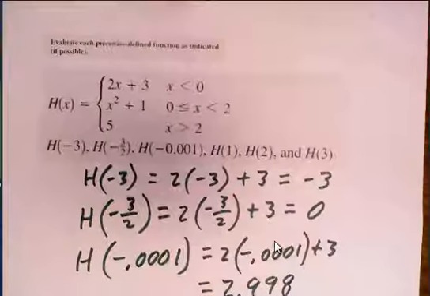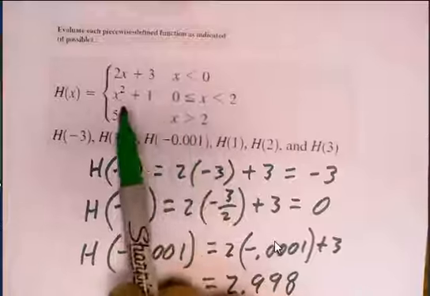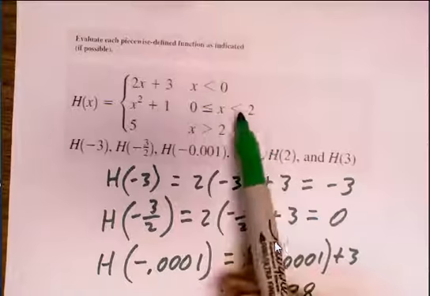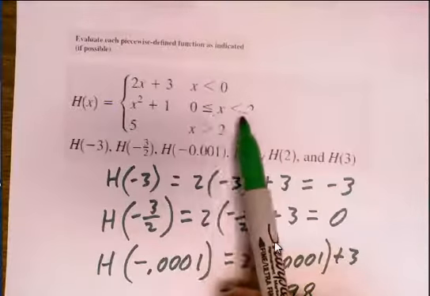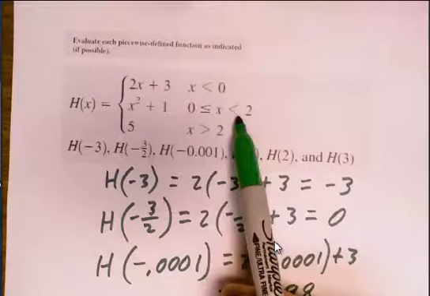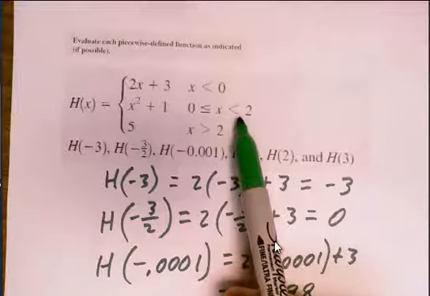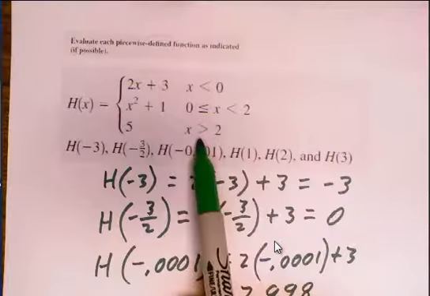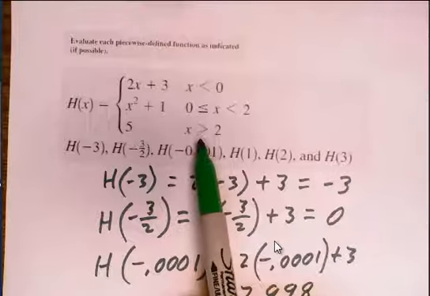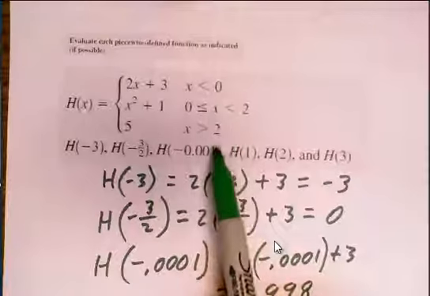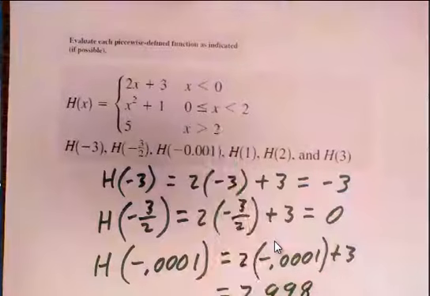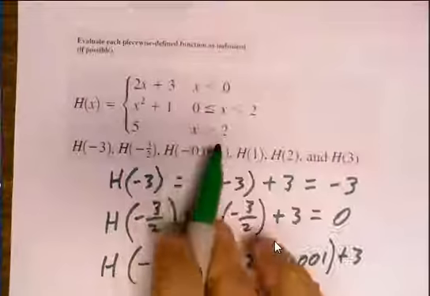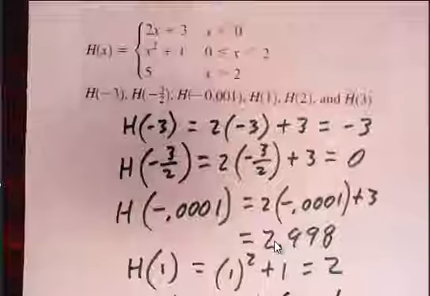Let's try h of 2. If we plug in a 2, which one of these output functions do we use? We look up here. This one is only for values less than 2. Oh, they're being tricky. This is only for values less than 2, and this is only for values greater than 2. So at exactly 2, we don't know what to do. It's undefined. 2 is not in the domain because it doesn't fit into any of these. So h of 2 is undefined.